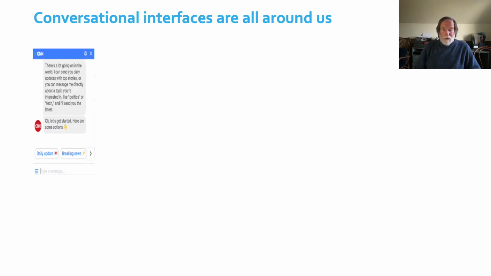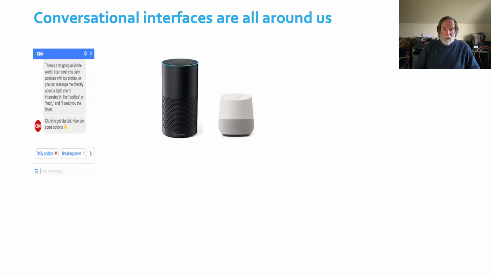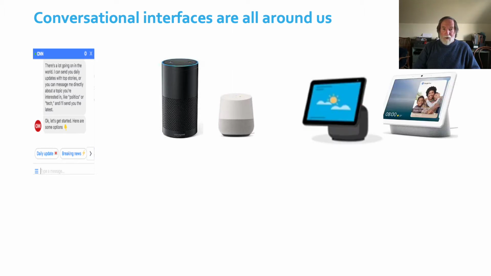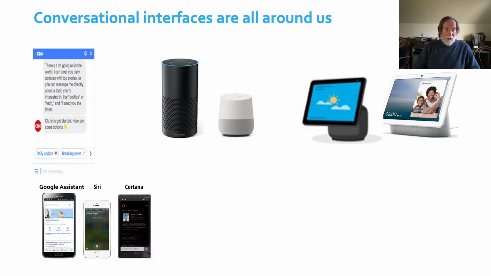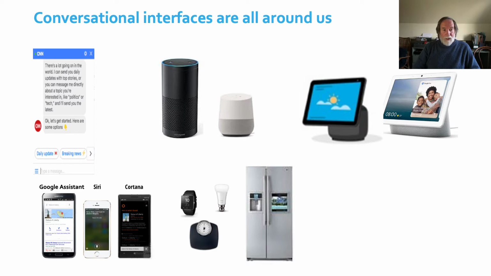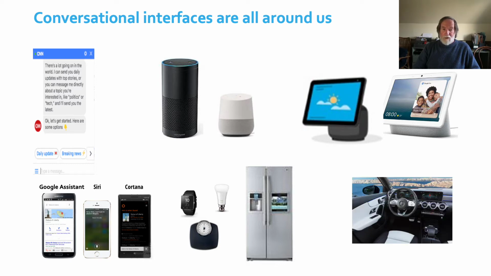We can see conversational interfaces everywhere. Sometimes they are text-based, also known as chatbots. In other cases, they are voice-based, also known as smart speakers. Then we have those that have screens for display. We have conversational systems on our smartphones, wearables like smartwatches, and various smart devices in the home and also in the car.